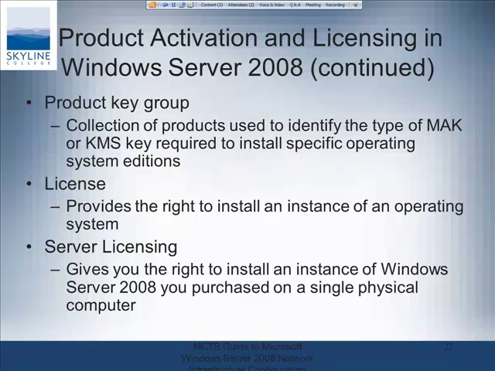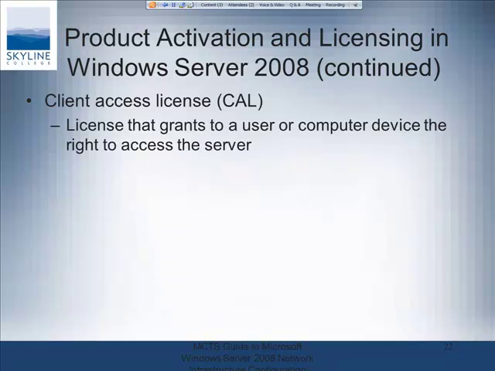The server license, and I think we talked about this a little bit before, product keys, the collection of keys used, and they talk about that in the machine, the A, B, and the C groups. Type of multi-access or KMS keys required. License provides the right to install an instance of an operating system. So the server license allows us to install the server. It doesn't allow anybody to connect to it. You have to have client access licenses in order to connect to the server and use those resources.